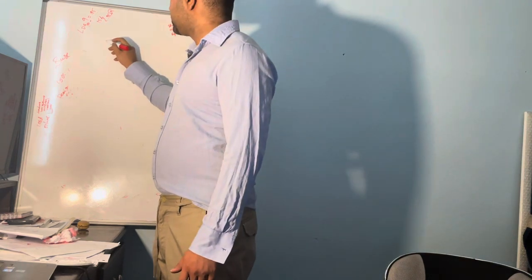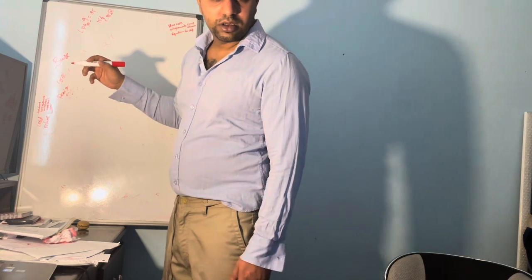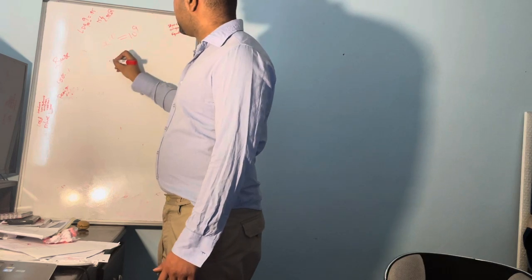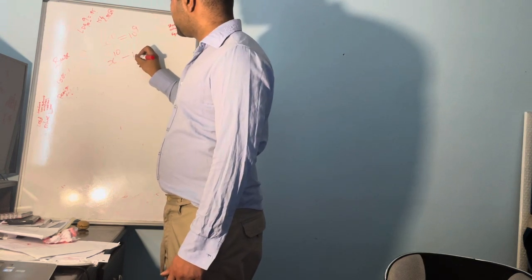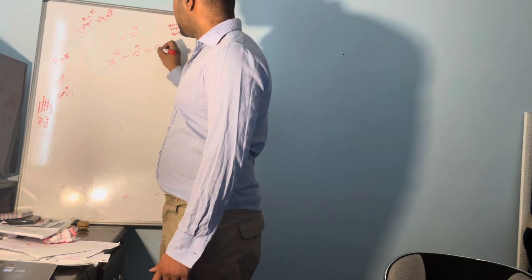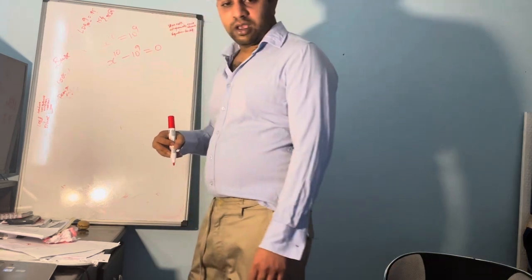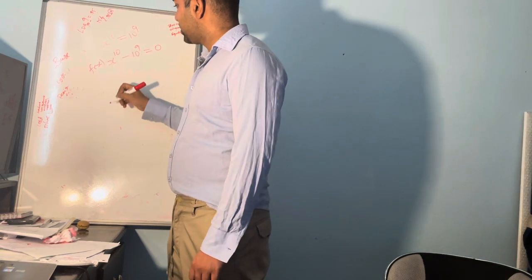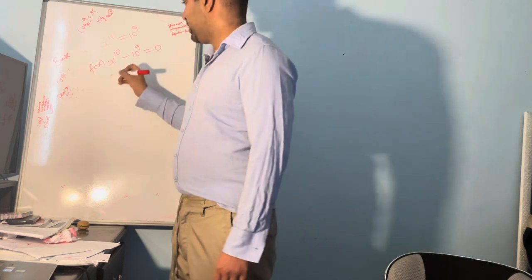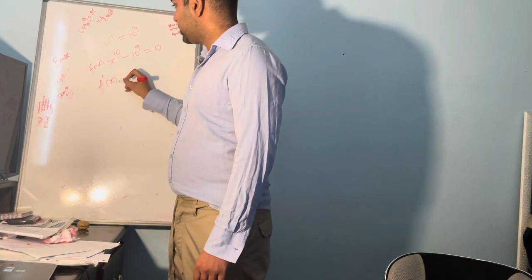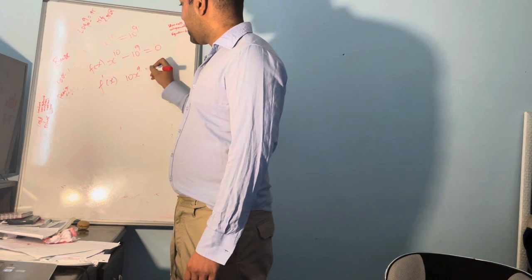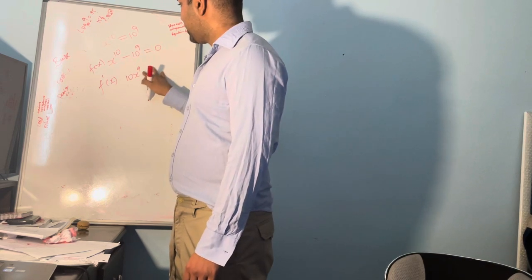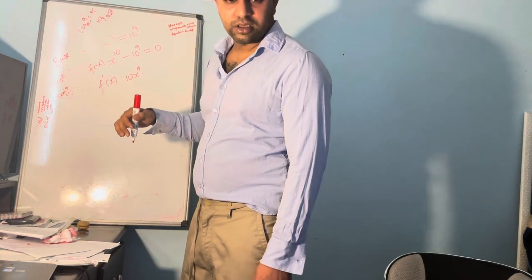So if we have x to the power of 10 equal to 10 to the power of 9, then x to the power of 10 minus 10 to the power of 9 equals 0, and this is f of x. Then if we take the derivative, f prime of x, we will get 10x to the power of 9 as the derivative.